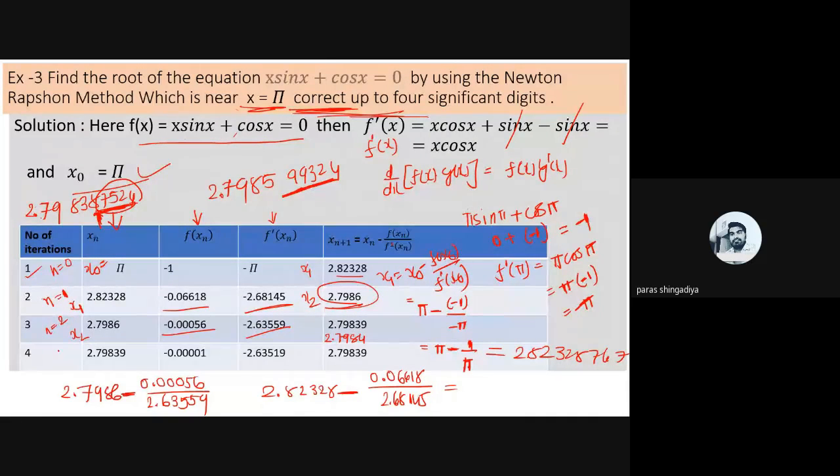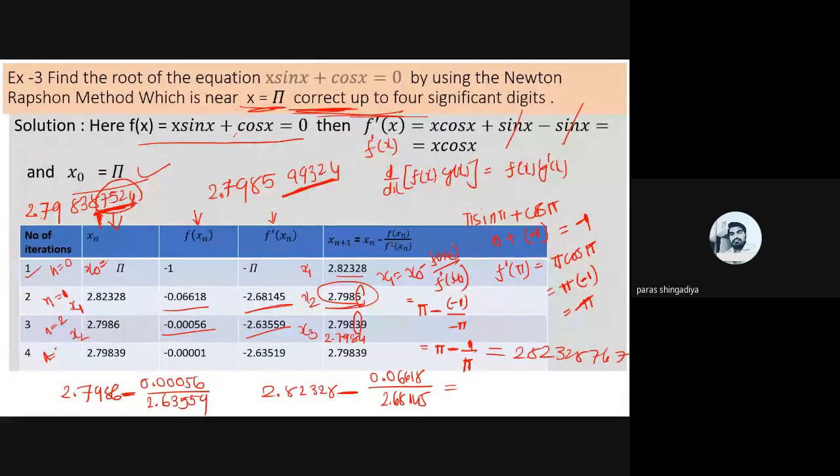And then again we'll repeat this procedure. Why is that? Because the x2 answer is 2.7986 and the answer of x3 is 2.7983. The fourth digit here is a 6, and here the fourth digit is 3, so they are not matched. It is correct up to 3 decimal places only right now. So we'll again repeat this procedure and match up to the 4 decimal places.